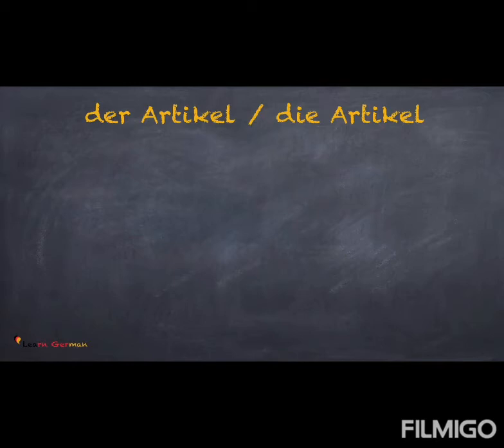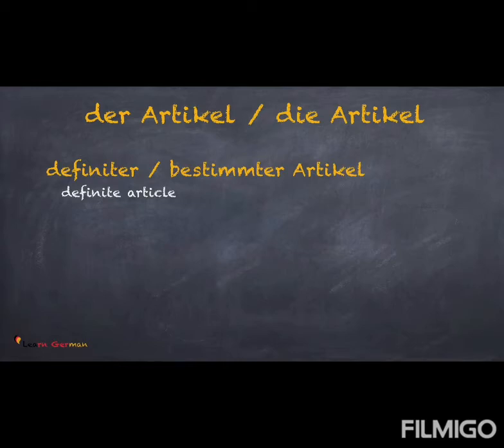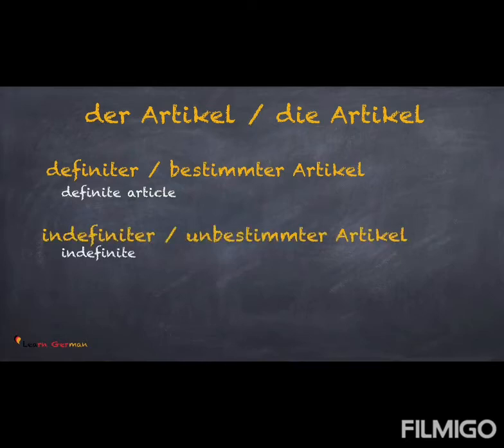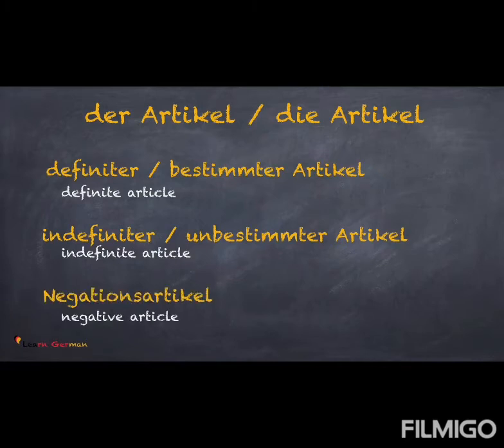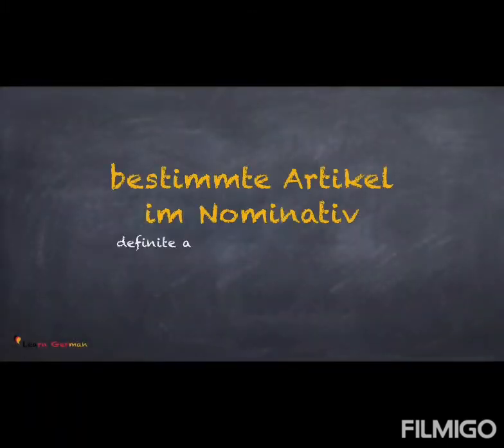So, as discussed, every noun in German has an article. Der Artikel oder die Artikel. In German, there are three kinds of article. The Definiter oder bestimmte Artikel, the Indefiniter oder unbestimmte Artikel und Negationsartikel. In this lesson, we'll be doing bestimmte Artikel im Nominativ. So let's look at some sentences.